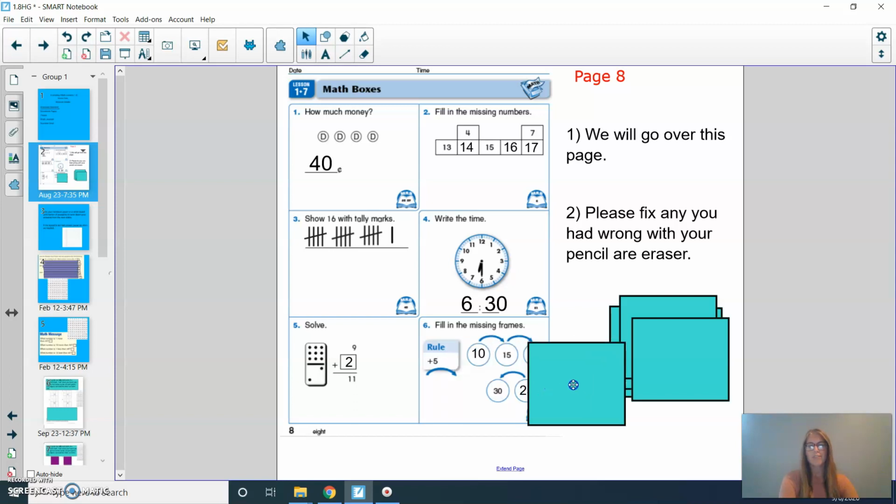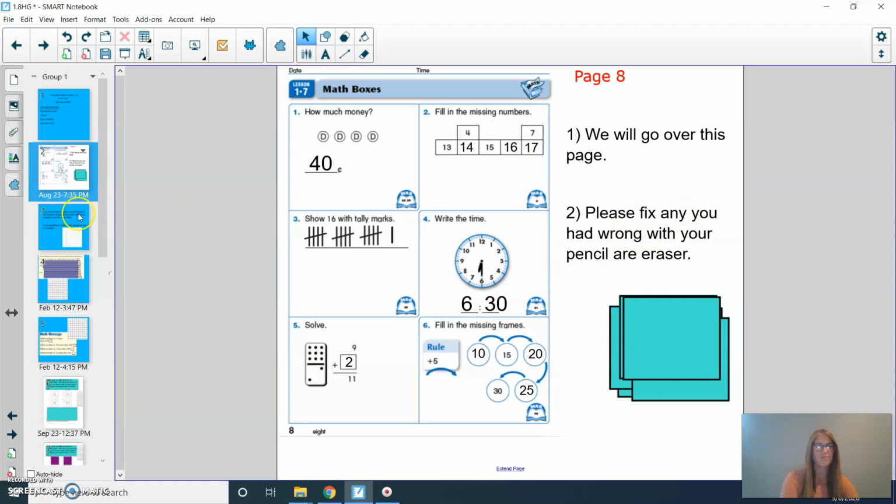And for number 6, fill in the missing frames. For the number that would come right before 15, I needed to do 5 less, or subtract 5. So I would have 10. Then they gave me 15. 15 plus 5 is 20. 20 plus 5 is 25. And then I can just check: 25 plus 5 would also give me 30. And again, if you notice you have any mistakes, please fix those with your pencil and eraser.